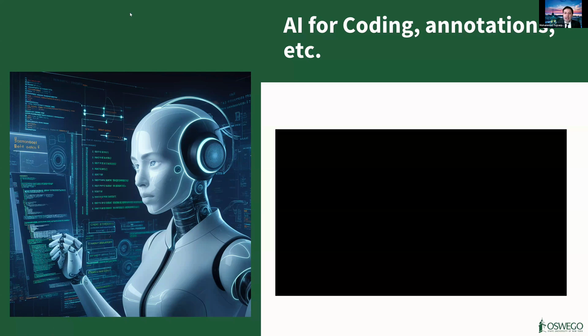AI for coding and annotation, right? It was an example. I showed you one example of how we can use ChatGPT to code for us, right? That was a simple example. There's so many other things that we can do with ChatGPT. Let's say you have a code in R, you want to translate it to Python. It can do the job.